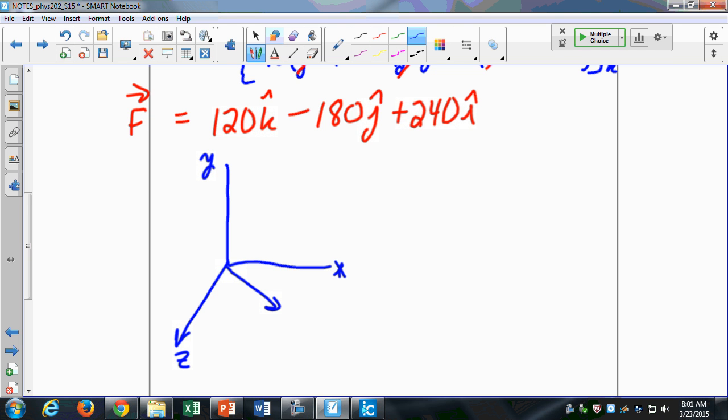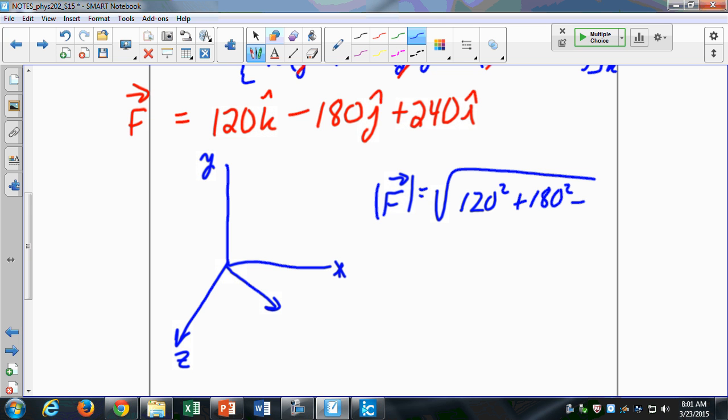All right? If I want to find the magnitude of that vector, I just use the Pythagorean formula, but you can extend it to 3 dimensions. Have you ever seen this? It's really simple. Instead of a squared plus b squared, it has 3 terms instead of 2. So the magnitude of this force would just be the square root of 120 squared plus 180 squared. It's squared so the negative goes away, plus 240 squared. All right, so that's my magnitude.